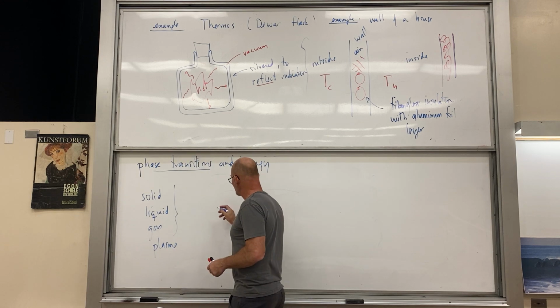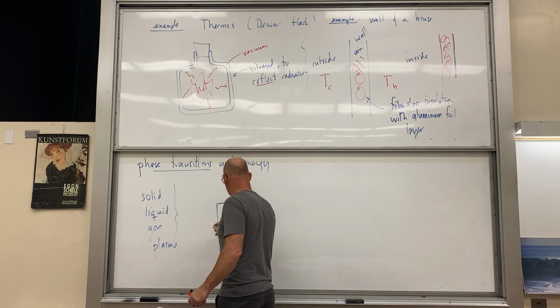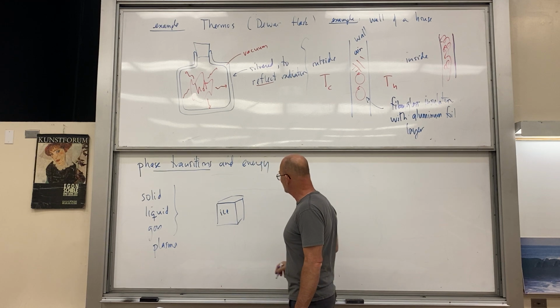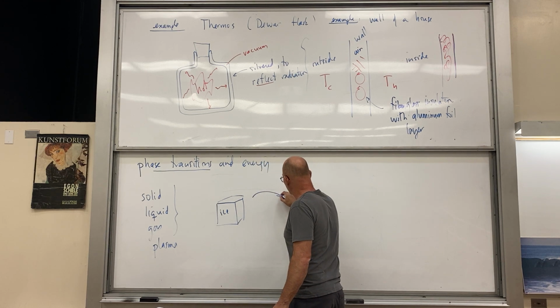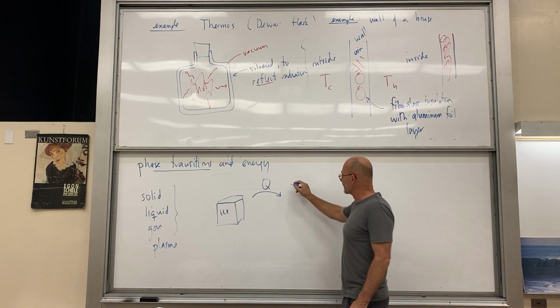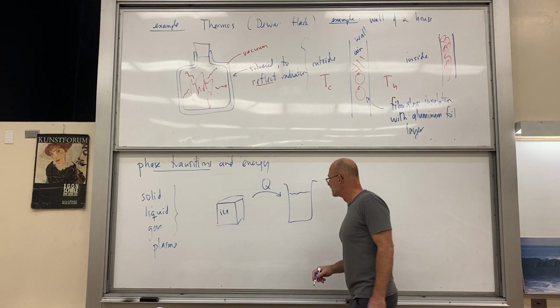You know, so if we had a picture, we could say we've got ice, so that's a solid. We'll draw a cube. That is an ice cube. And we're going to add some energy to it. And it's eventually going to turn into water. So now we've got a beaker full of water.